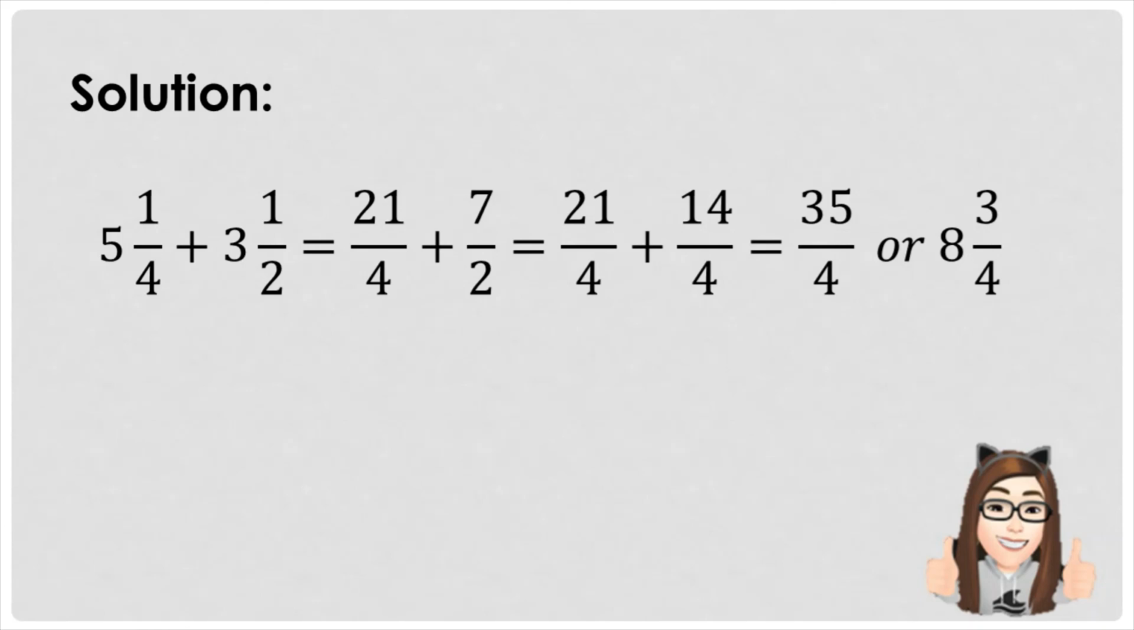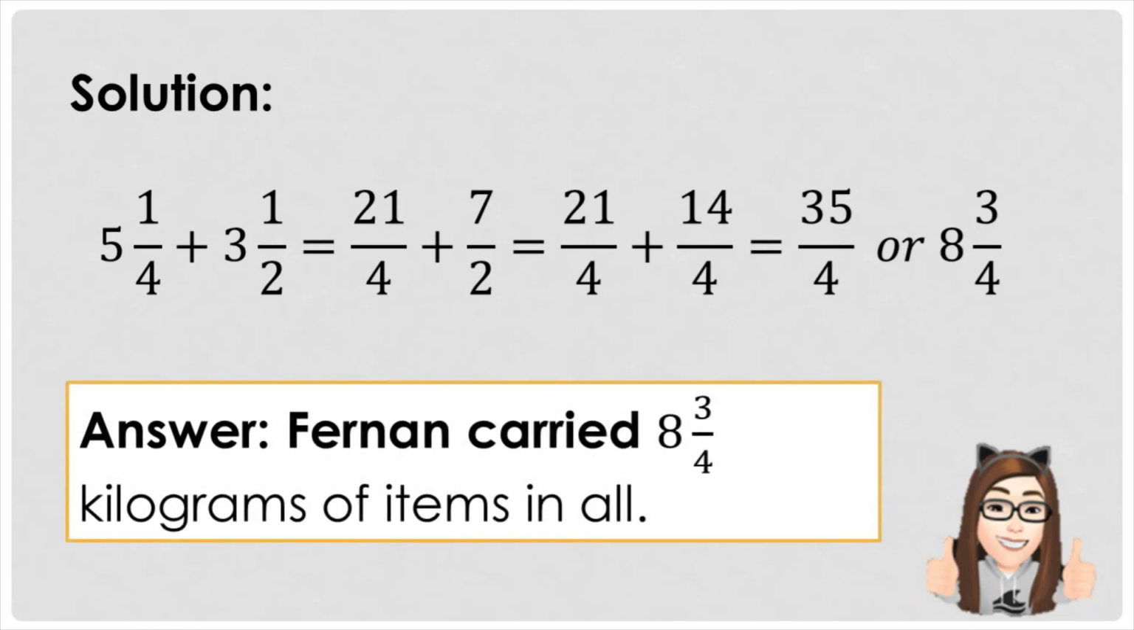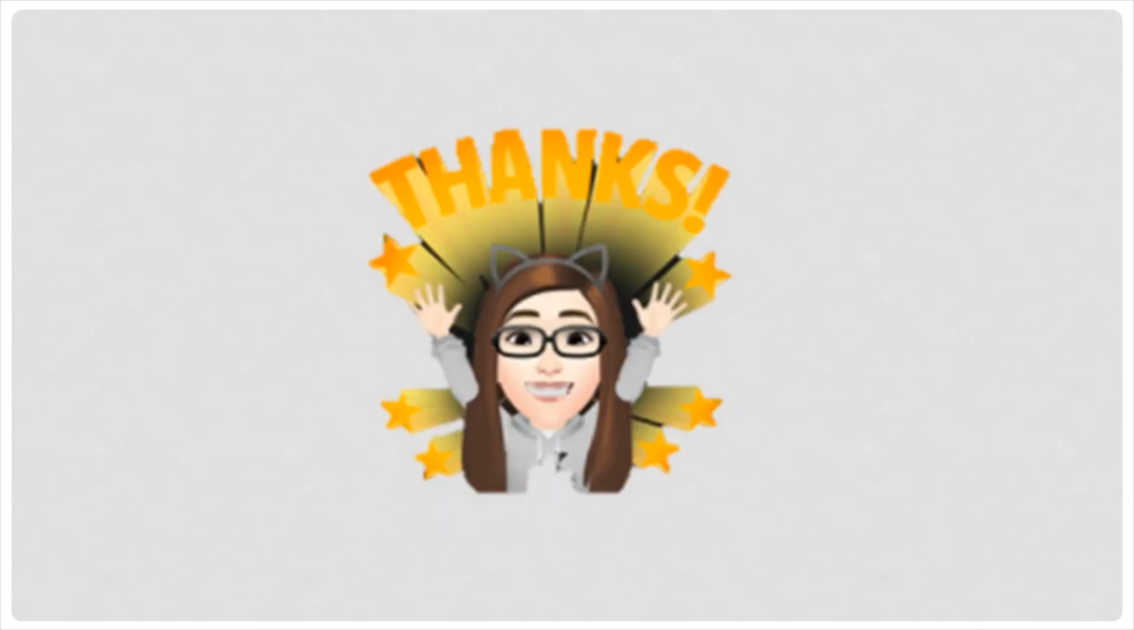So 21 plus 14 is equal to 35 over 4, or we can say that 35 over 4 is actually equal to 8 3/4 when being changed into a mixed number. So for our answer, we can say now that Fernand carried 8 3/4 kilograms of items in all.